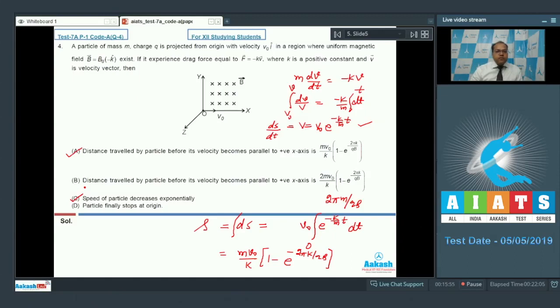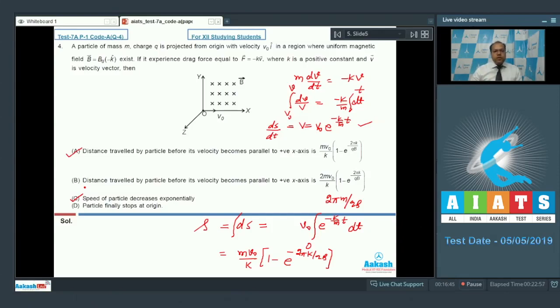So the correct answers for question number 4 are options A and C. For option D, we can say that if the speed of the particle becomes uniform in the uniform magnetic field, then it will reach the point of projection, that is the origin. But since the speed is decreasing exponentially, the particle cannot reach the origin. So option D is wrong. So the correct answers for question number 4 are options A and C.